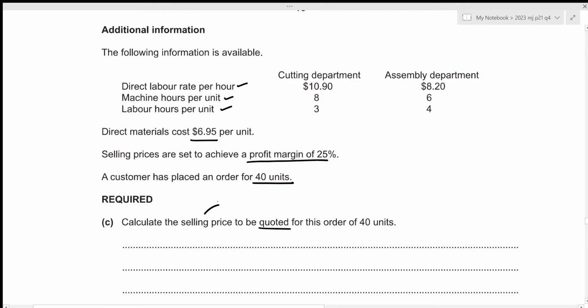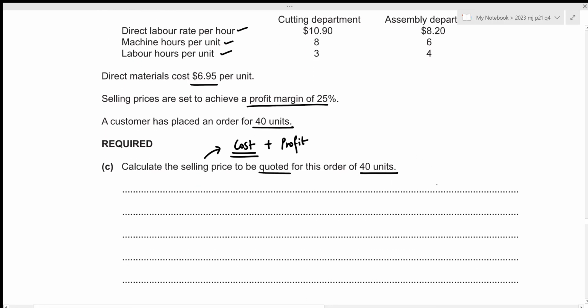Before figuring out our selling price, we need to figure out the cost, and then we'll have to figure out the profit, and the sum of cost and profit will give our selling price. Okay, so the first step would be to figure out our total cost for 40 units. Let's create a statement. We can first start with direct material because we are given the cost per unit right here. So the total direct material cost is just going to be the per unit rate of 6.95 multiplied by the number of units, which is given to be 40. This results in the value of 278.